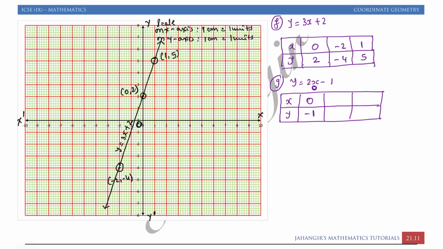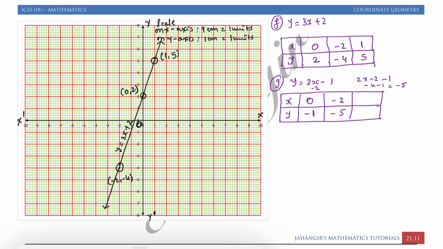You can do steps if you want. If x equal to 0. Here I don't have that much space to show. Second value we can choose any. Second value I will choose as minus 2. So I can write it as 2 into minus 2 minus 1, that is minus 4 minus 1, which is equal to minus 5. So minus 2 है तो y की value is minus 5.